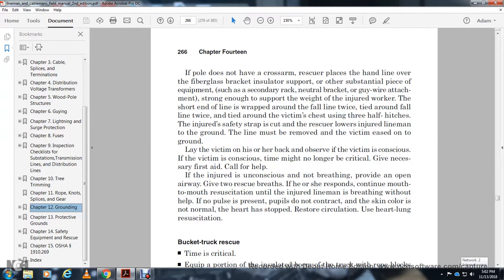If no pulse is present, the pulse does not contract, or the skin color is not normal, the heart may have stopped. Restore circulation with heart-lung resuscitation.